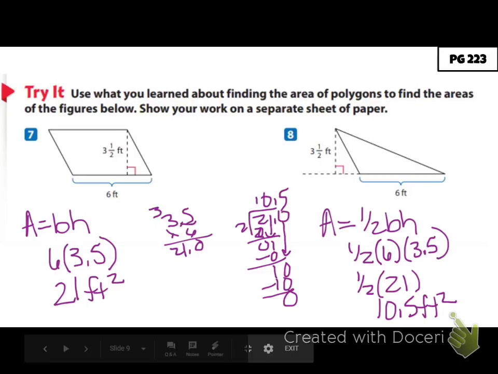Okay, so when I plugged in my base and height, I had 6 times 3.5. When you multiply those out, you get 21 feet squared. So number 8, I'm doing the same thing. Our base and height are the same, only this time I'm going to multiply it by 1/2 as well. So 6 times 3.5 is 21, and then half of 21, or 21 divided by 2, is 10.5 feet squared.